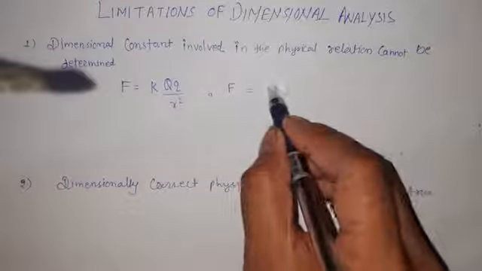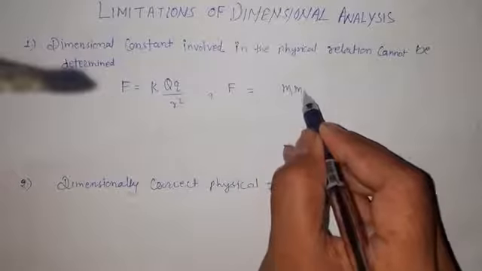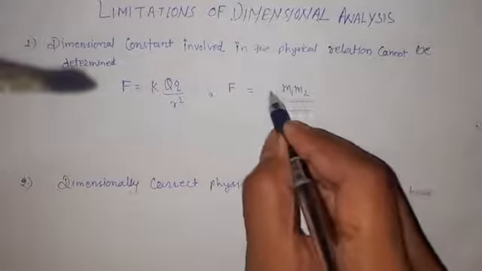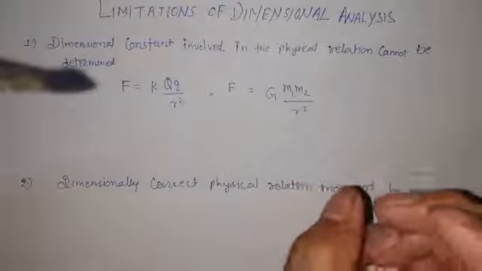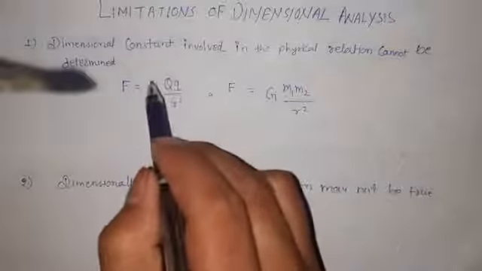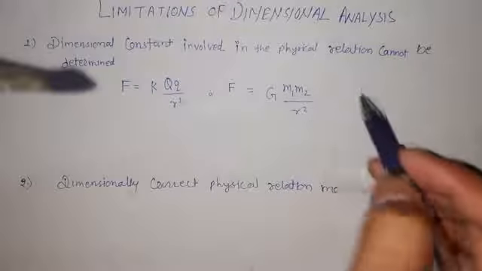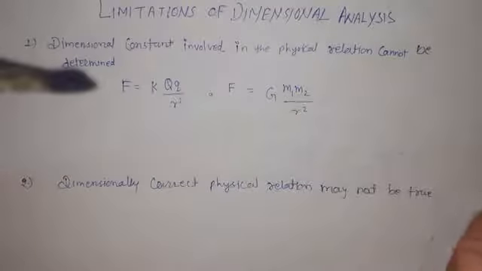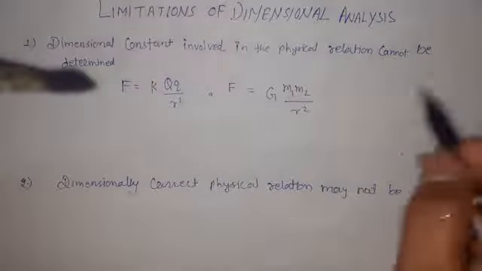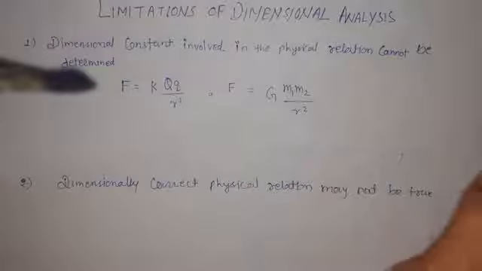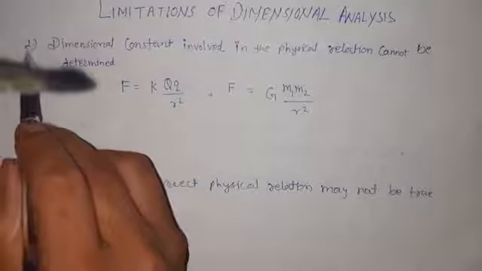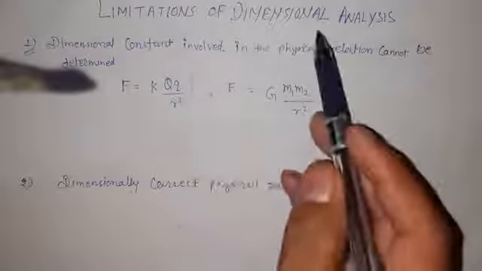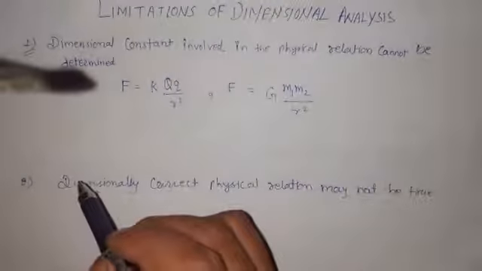Similarly, take gravitational force, which is the mass attraction. It is the product of the masses upon the square of the distance. There we use G. This G is the gravitational constant, but it also has its dimension, so it is a dimensional constant. According to dimensional analysis, this G would become a constant without any dimension. Therefore, this relation cannot be determined. This puts a restriction on the use of dimensional analysis.